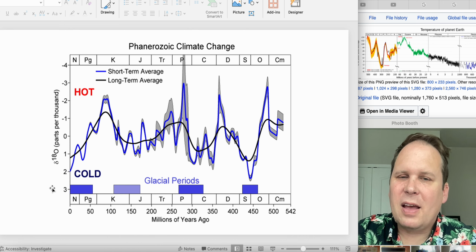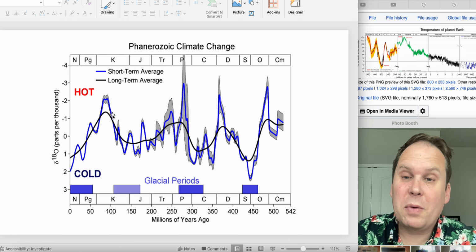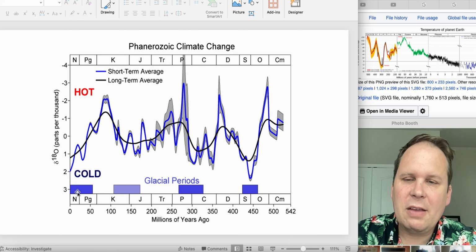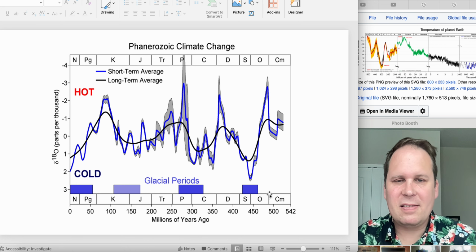So, over time, there have been fluctuations. Things have gone hot and cold and hot and cold. Here we can see the major glacial periods. So on this side, we've got our Cambrian, and the Cambrian was warm to very warm. And then right after the Cambrian into the Ordovician, things just carried on. The climate was fairly stable.